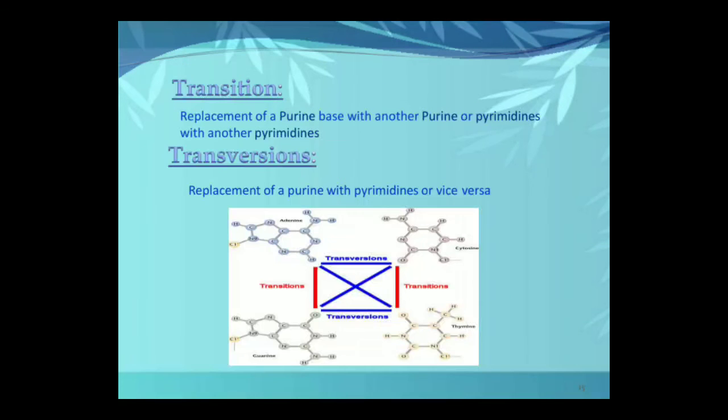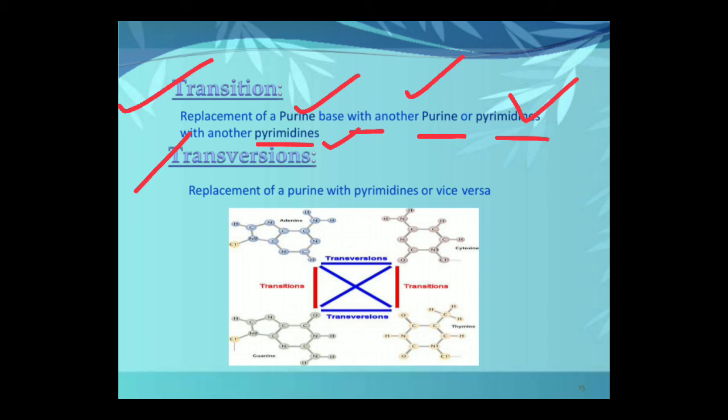What is transition? The replacement of a purine base with another purine, or a pyrimidine with another pyrimidine, is called transition. Transversion is replacement of a purine with a pyrimidine or vice versa. Here purine gets converted to pyrimidine or pyrimidine gets converted to purine. Here a diagrammatic representation is there. If you go through the diagram closely, you will be able to find out the difference between transition and transversion.